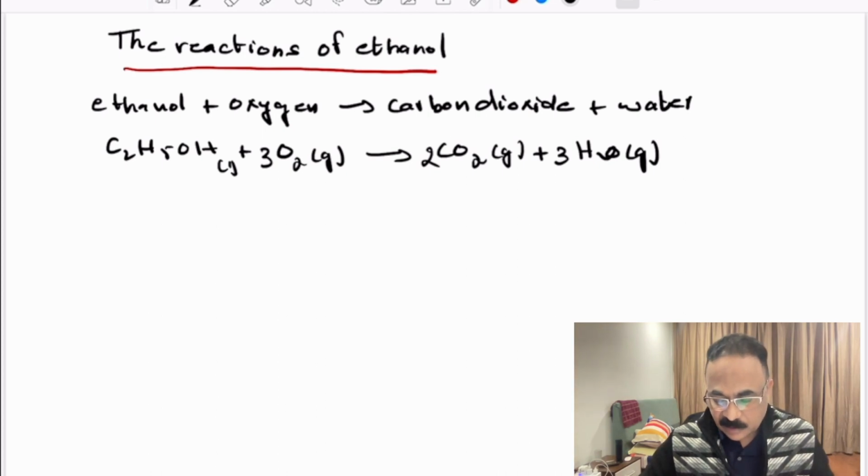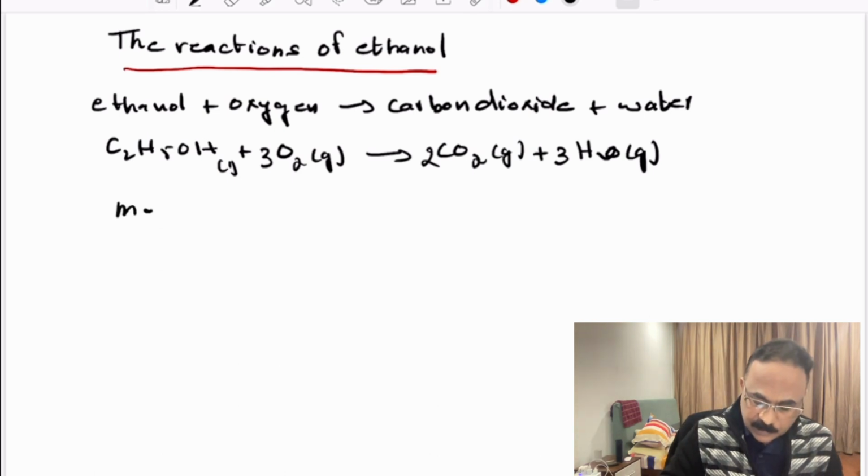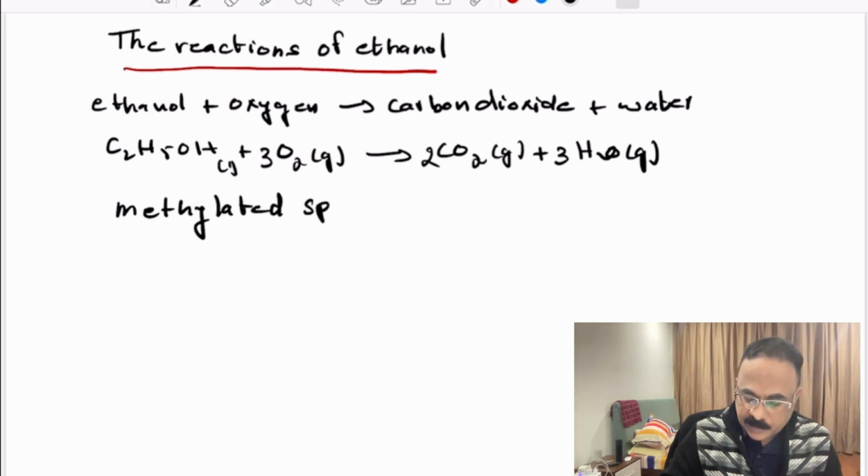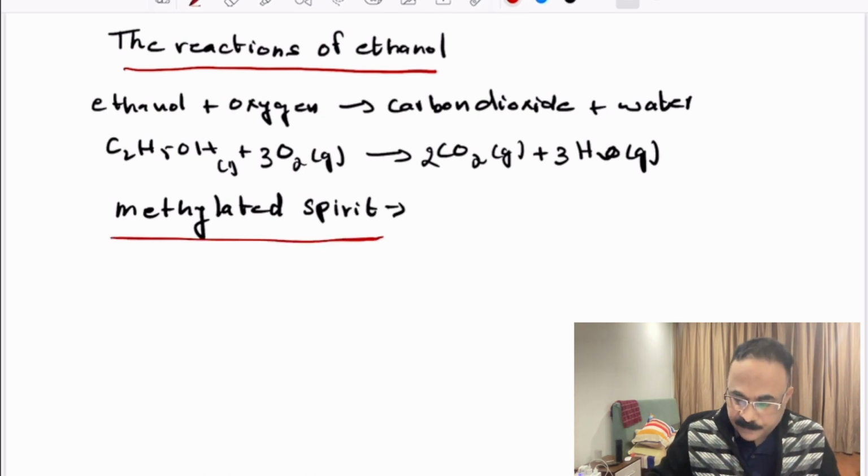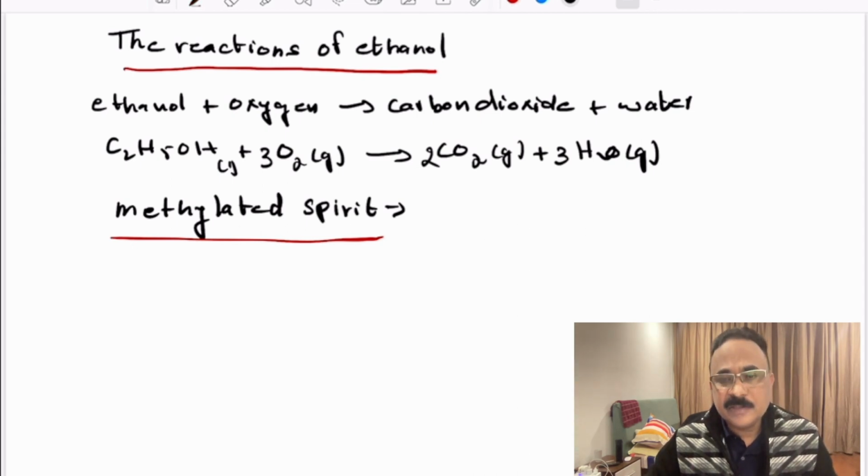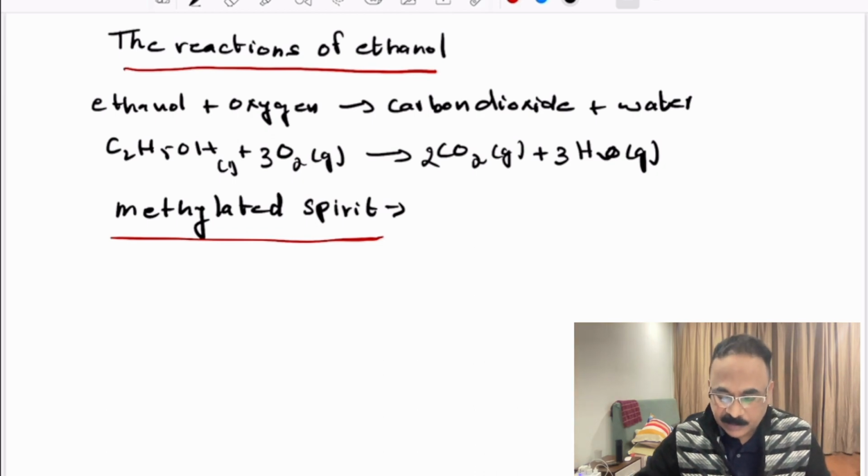Again, once more, the use of ethanol: it burns with a very clear flame and gives quite a lot of heat, so it's used as a fuel, and it's also made into methylated spirit. How is it made into a methylated spirit? When we add a small amount of methanol to ethanol, it turns into a methylated spirit, and that we can use in spirit lamps and stoves, etc. Let's go to the next chemical reaction.